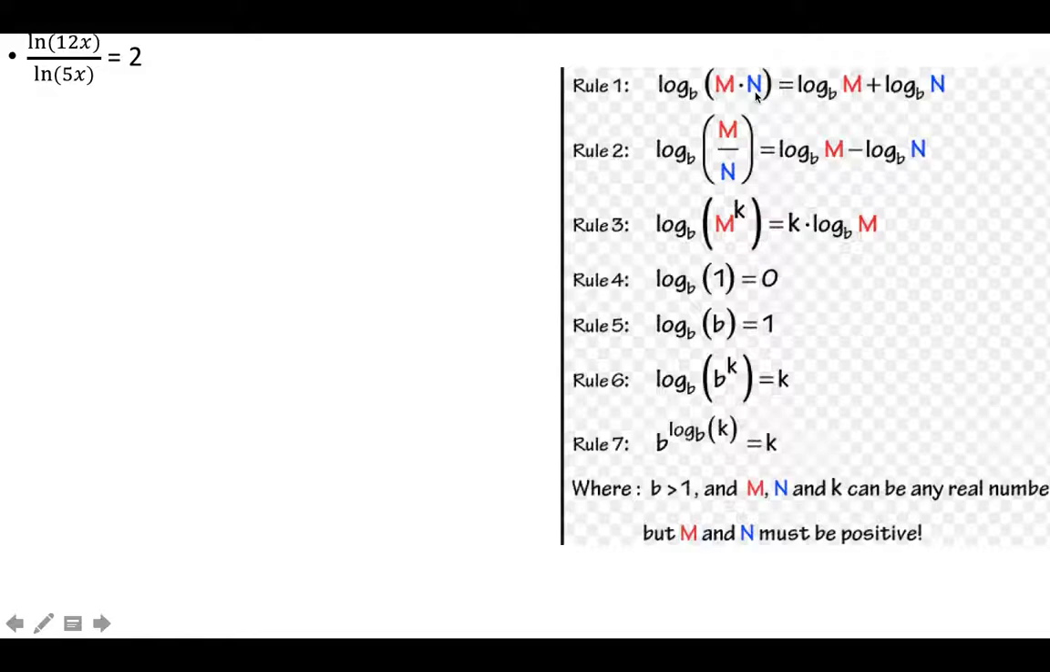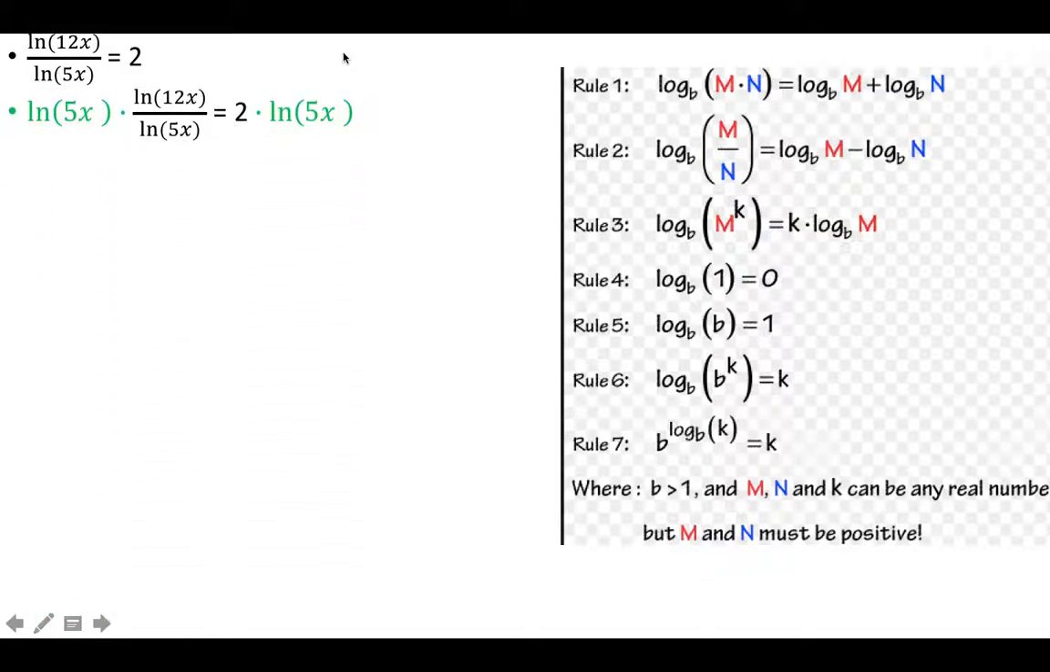It looks like I can't use rule 1, not rule 3, not rule 4, not rule 5, not rule 6. Okay, can't use those rules right now. Gotta take a different approach. What I'm gonna do is a technique. Let's get rid of this guy so maybe we can apply those other rules.